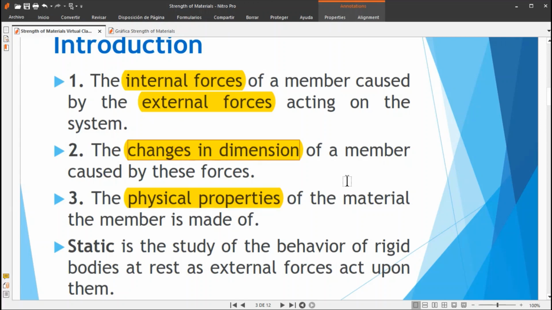Again, the changes in dimension, extension, or maybe reduction of the width, the length, or the depth of a material. Then we have the physical properties. We are going to identify some variables that have been standardized. These variables, we are going to specify during the class of the different materials. For example, the resistance of the iron is a lot different than the resistance of the wood, and they are going to react differently.